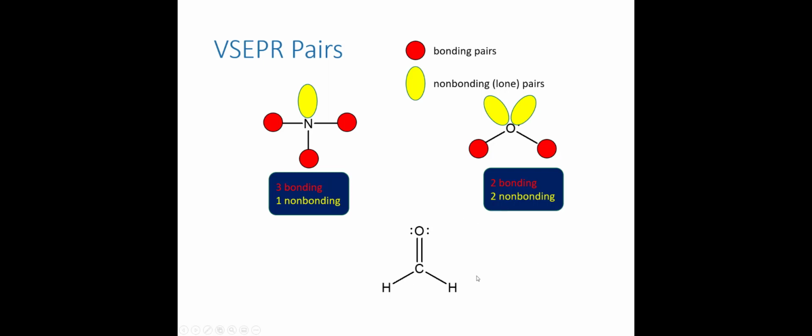And then finally, for formaldehyde, the carbon is the central atom. It is bonded to 3 atoms. Notice that we don't care about the lone pairs on other atoms. And the carbon itself has no lone pairs. So this has 3 bonding pairs and 0 non-bonding pairs for a total of 3 electron pair groups.